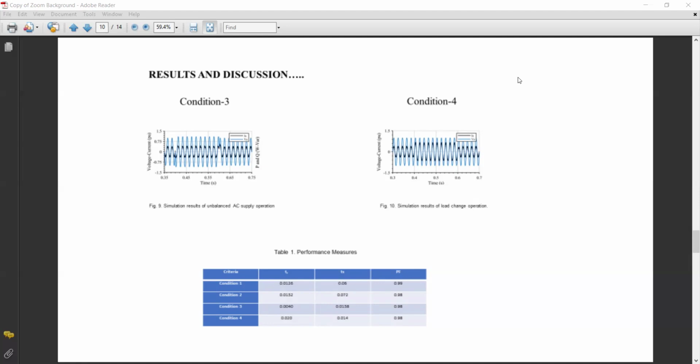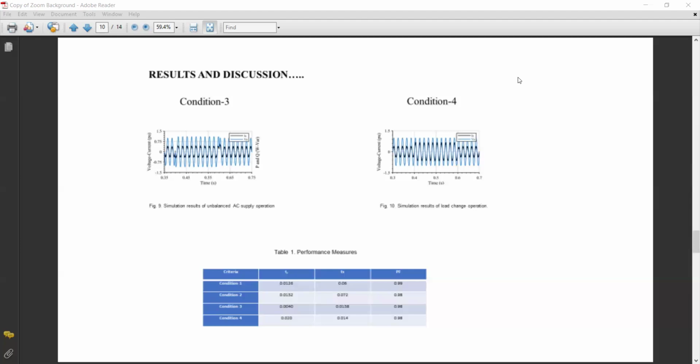Coming to condition 4, this case study investigates the effects of load changes on the DC side of the rectifier. It examines the impact of reducing the load by 50%, which is reflected in figure 10. And the table shows the performance of the controller under various conditions in terms of rise time, settling time, and the power factor.